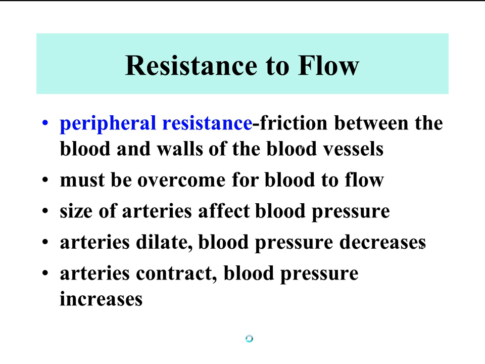Resistance to the flow. The peripheral resistance is the friction between the blood and the walls of the blood vessels. So as the size of the arteries change from the constriction or dilation of those blood vessels, it's going to affect the resistance to the flow. This friction must be overcome for the blood to flow. It is affected by the size of the arteries.